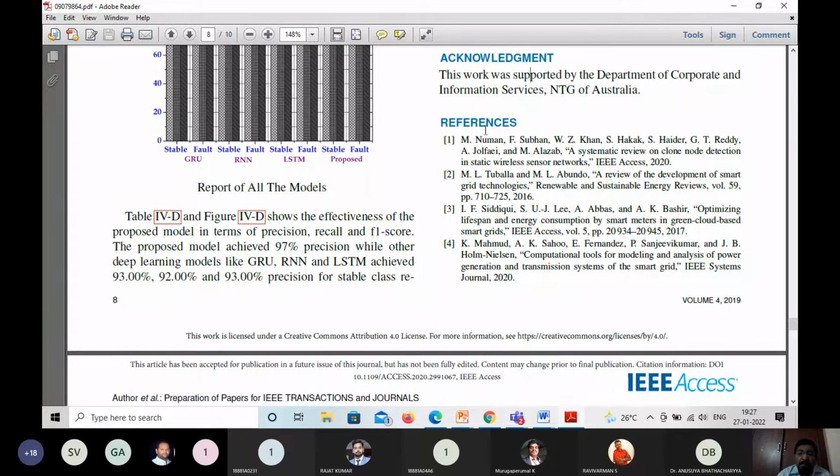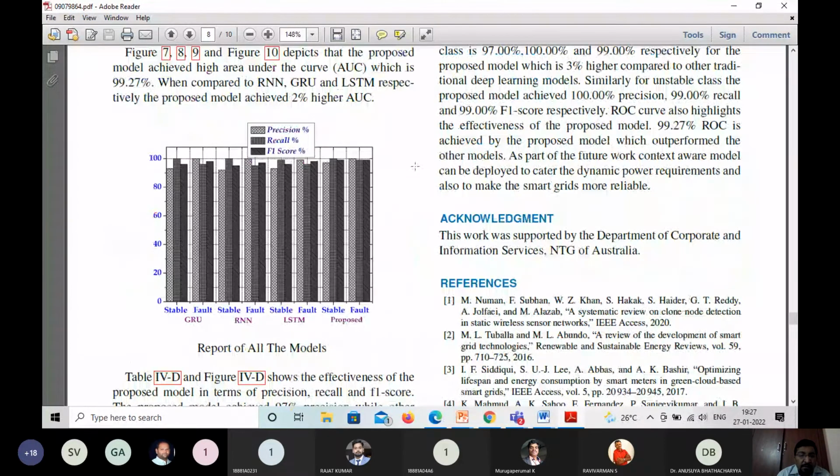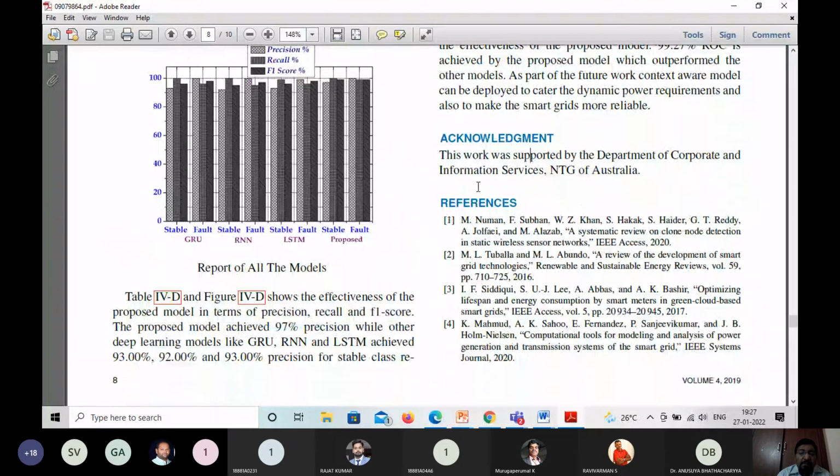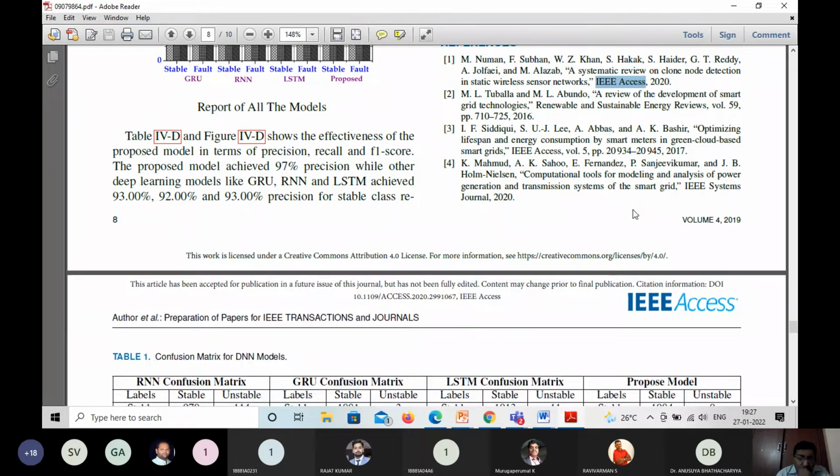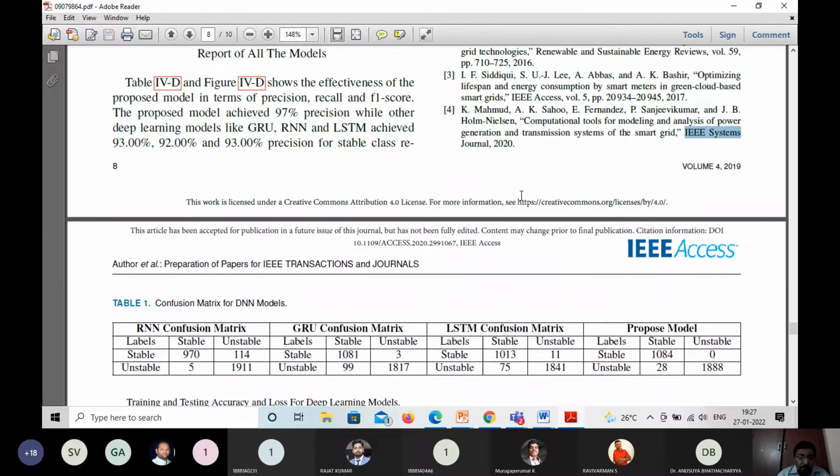And I also said that let us try to refer to some of the papers in the targeted journal. Most of the references, if you can see, might be from IEEE Access. So at least a few. Let me come back.